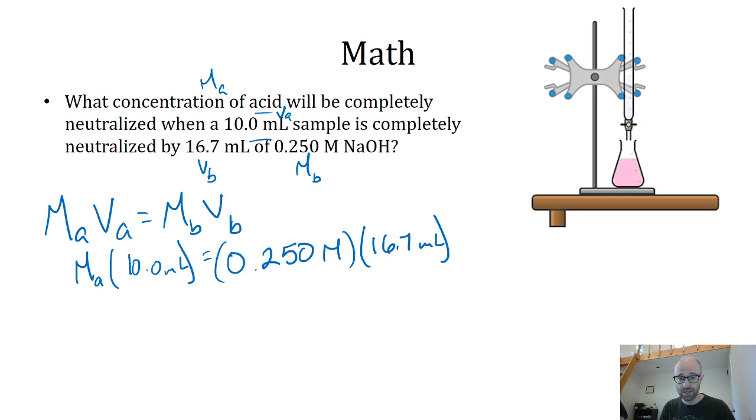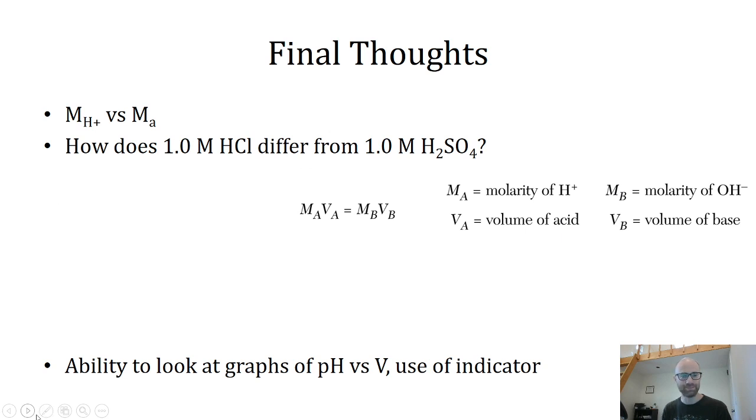0.25 times 16.7 divided by 10. Yay, we got a number greater than 0.25: 0.418. Greater than 0.25, which totally makes sense. Some final thoughts about this. So I've copied over the formula found in your reference tables on table T, and that's here.